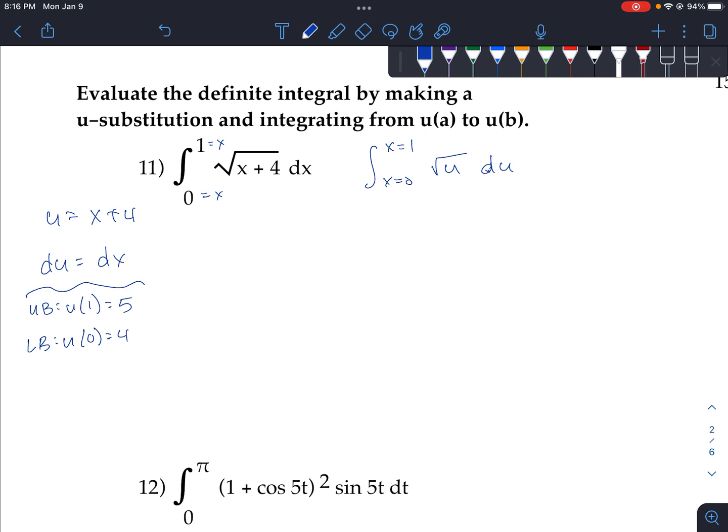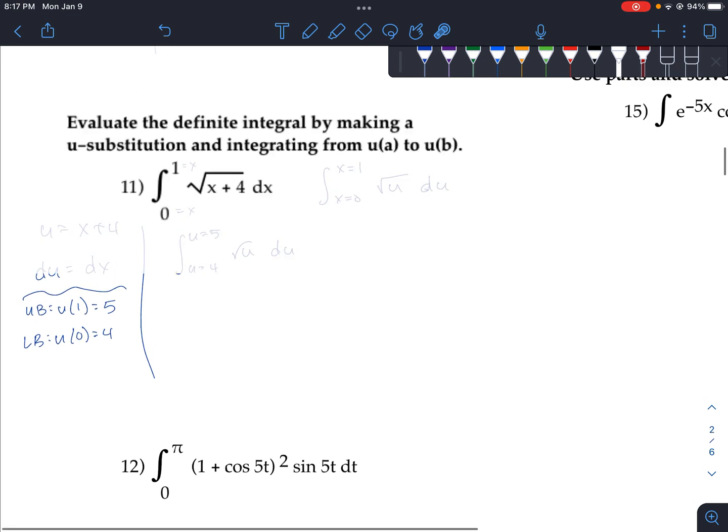So now I'll rewrite my bounds. I'll have the integral, but now I have u equals 4 and u equals 5, square root of u du. So that's what the question is stating for you to do. Now, you can keep it in terms of x, but notice that since I'm just operating in terms of u, I am not going to undo my substitution when I anti-differentiate. Either way you want to do that, go for it. So if you want to keep your bounds in terms of x, and then after you anti-differentiate, replace the u with x plus 4, go for it.